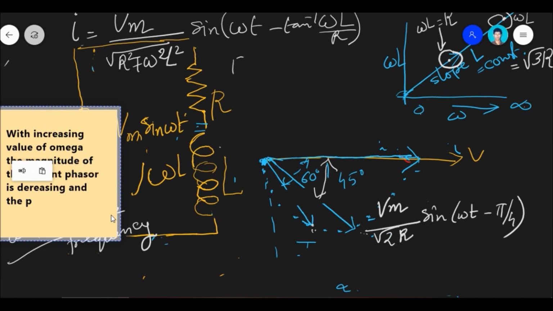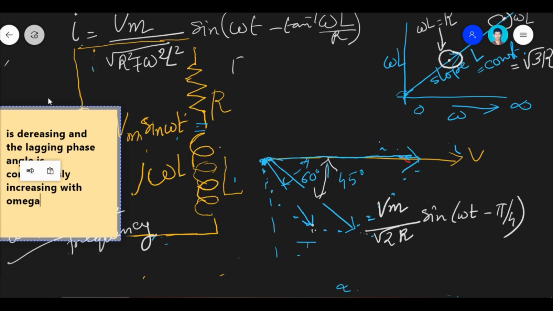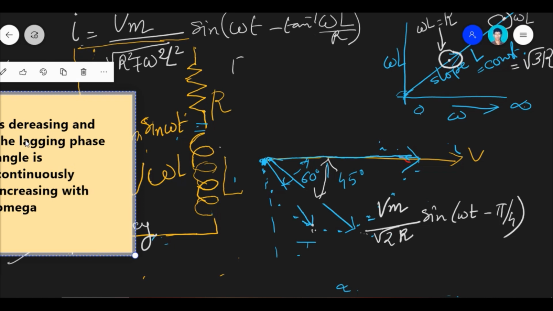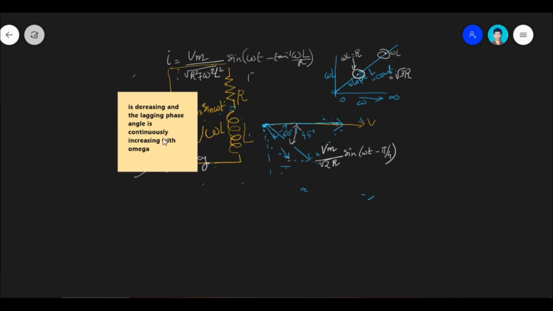And the lagging phase angle is continuously increasing with omega. So the whole thing is very clear here: the magnitude is continuously decreasing, and the phase angle is continuously increasing, right?